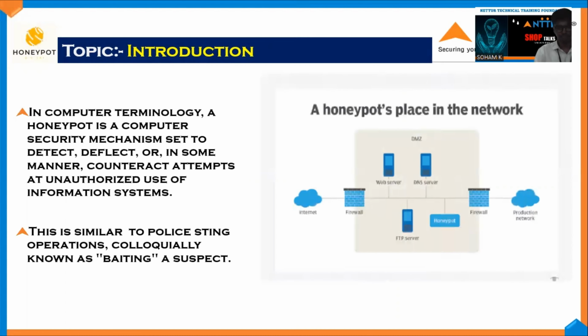This is a visual representation of the honeypot diagram. Here you can see there is a honeypot over here, and this is the security wall, the firewall. This is the production internet, where all the production work and the work of the sites is going on. So this is how the honeypot prevents hackers from getting inside the production area.